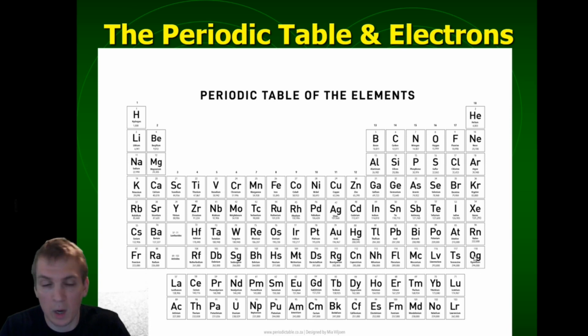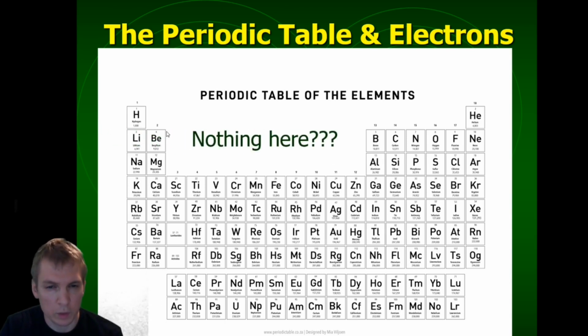But we have currently 118 different elements, and combining these elements into different combinations and compounds can result in a variety of materials being made. And all of these elements, these 118 elements, compose everything that exists in our universe, which is really crazy to think about. Notice, though, that there's really nothing here. And there's a reason for that.